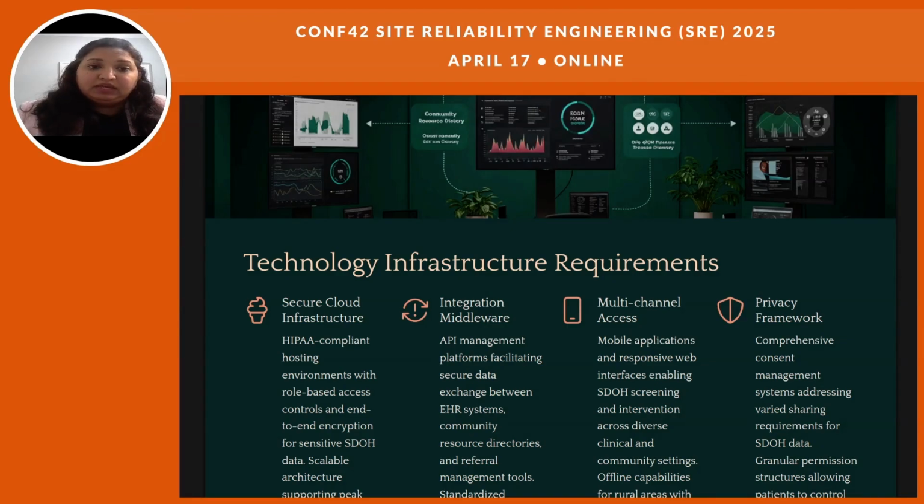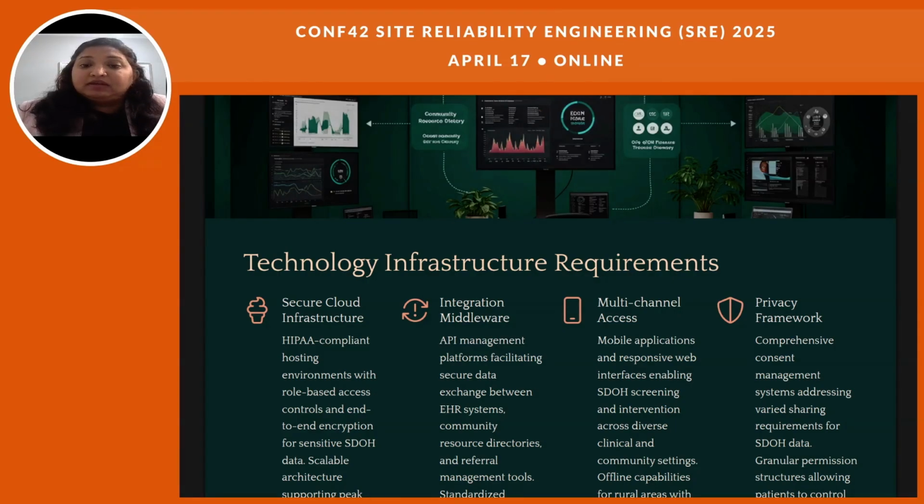Let's look into what kind of technology infrastructure requirements are needed to implement this SDOH-based framework in a healthcare system. Number one being a secure cloud infrastructure. Having HIPAA compliant environments with role-based access controls and end-to-end encryption so that the sensitive SDOH data is encrypted and protected is important. For integration, any integration middleware requires API management platforms which facilitate secure data exchanges between EHR systems, community resource directories, and referral management tools.